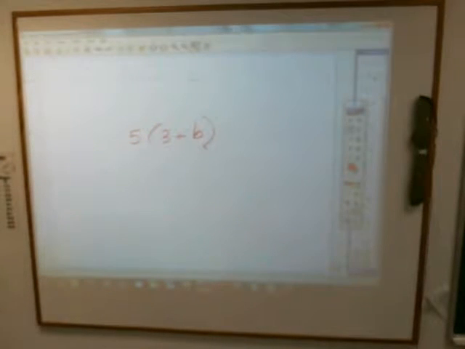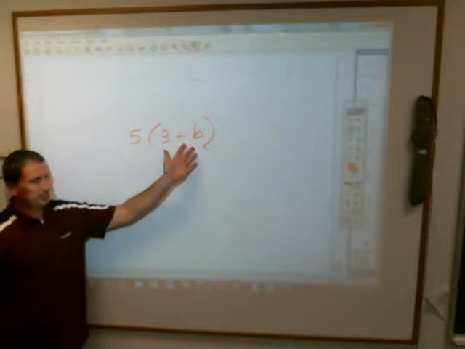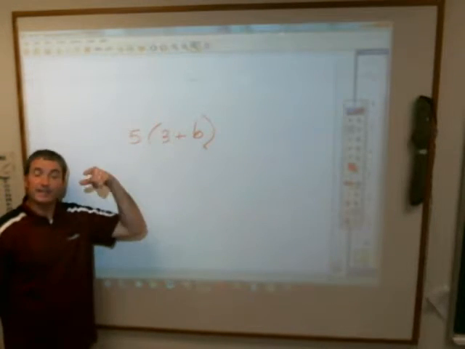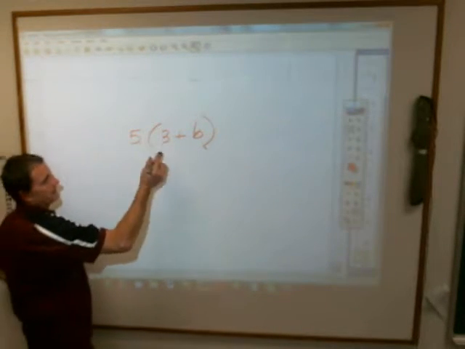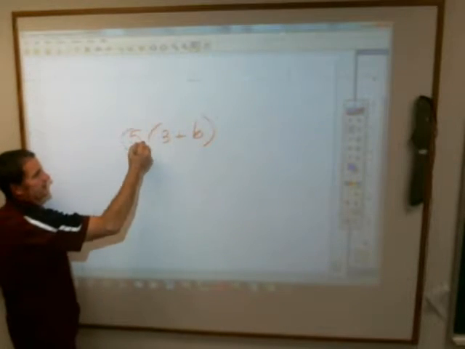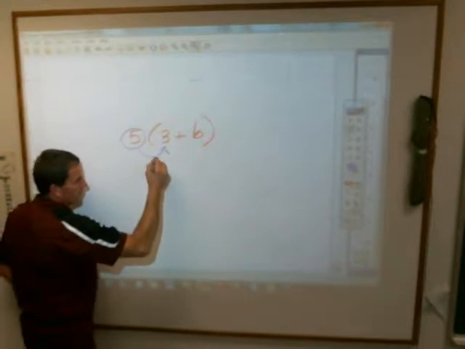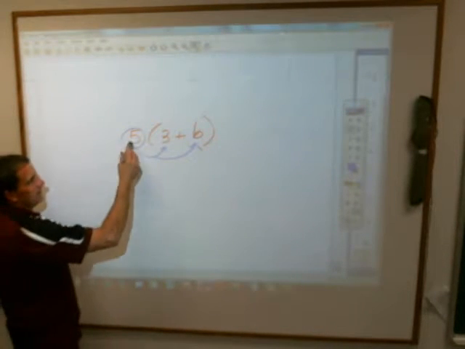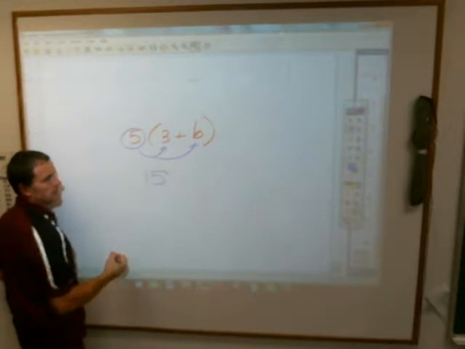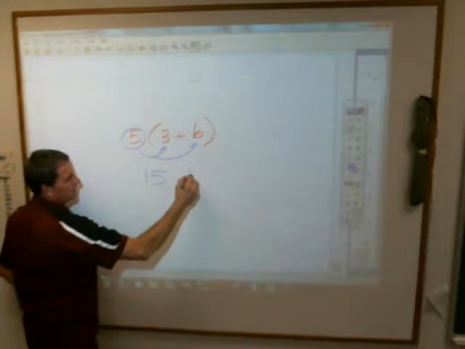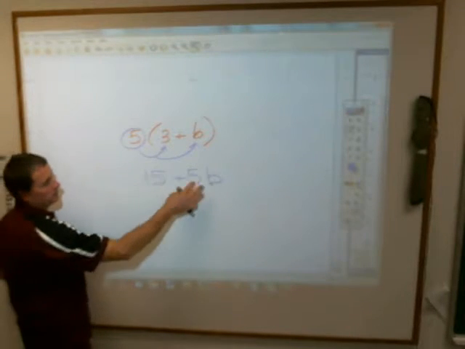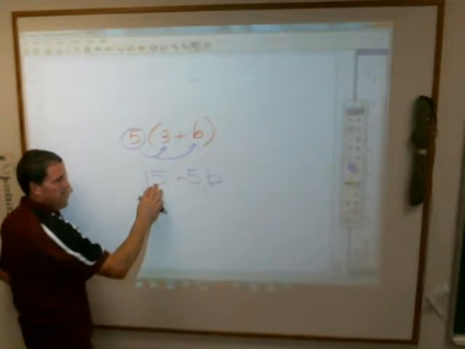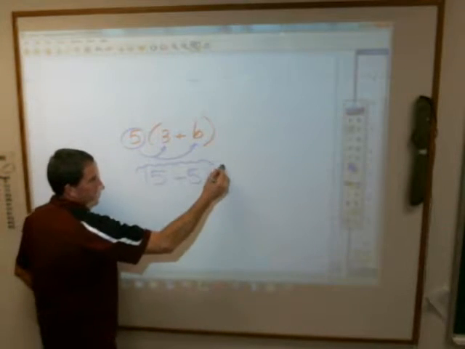Here would be a case where you can't add the things in the parentheses together. I can't put a 3 with a B, they're totally different. But I can get rid of the parentheses by using the distributive property. What that says is I take this 5 and multiply it by both things in the parentheses. 5 times 3 is 15, and 5 times B is 5B. And that's as much as you can do because these are not like terms. You can't put B's with numbers. This is all that you can do for this right now.